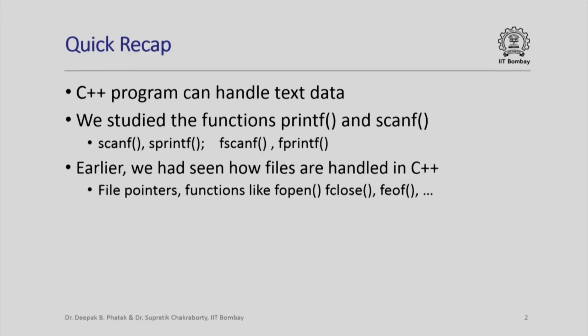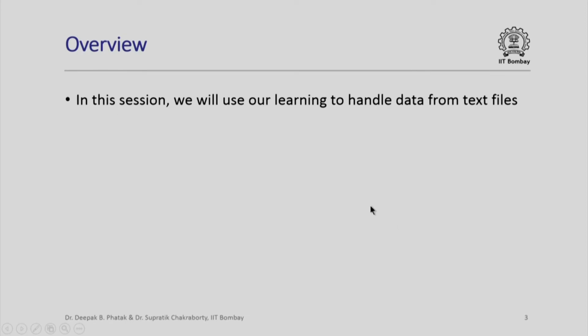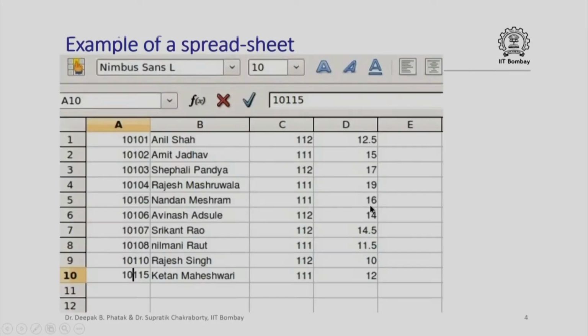Earlier, we had seen that we can handle text data. We have studied functions like printf and scanf and their variants sscanf and sprintf and fscanf and fprintf. Earlier, we had also seen how files are handled in C, namely we have to define file pointers and we have functions like fopen, fclose, feof, etc. In this session, we will use our learning to handle data from text files rather than from keyboard input and produce output on monitors.